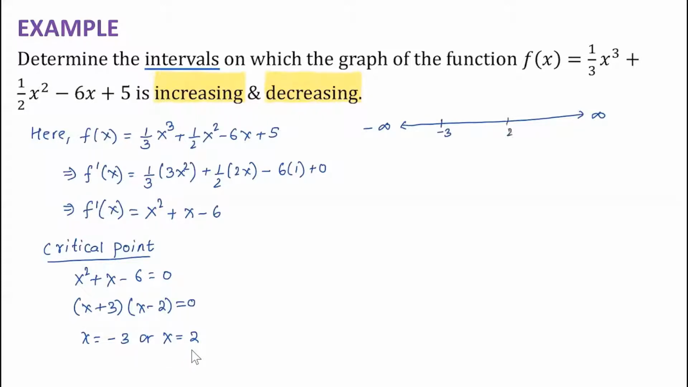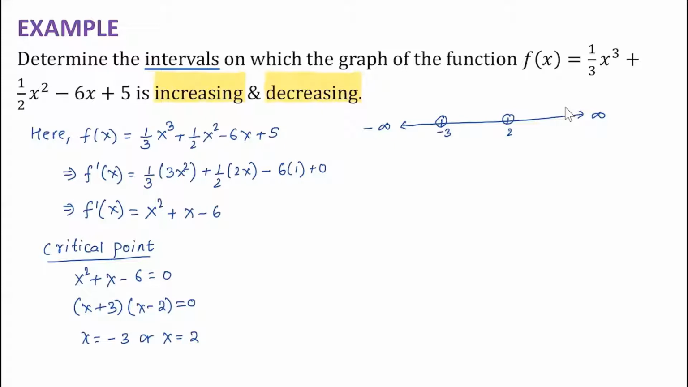So at these 2 points, x equal to negative 3 and x equal to 2, the derivative is 0. Here the derivative is 0, and here we have derivative 0. Now we have 3 intervals. Here is one interval, here is the second interval, and here is the third interval.